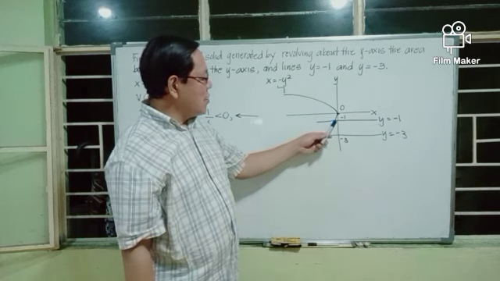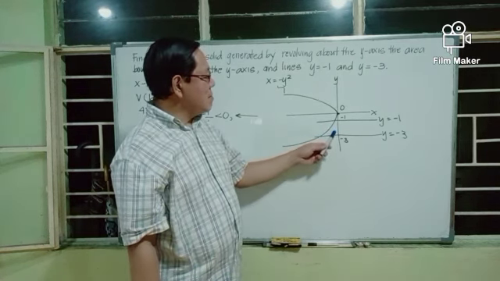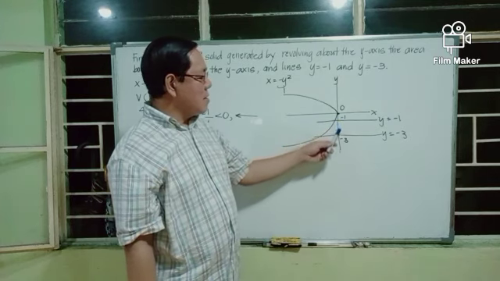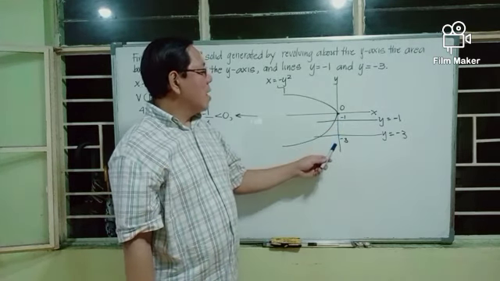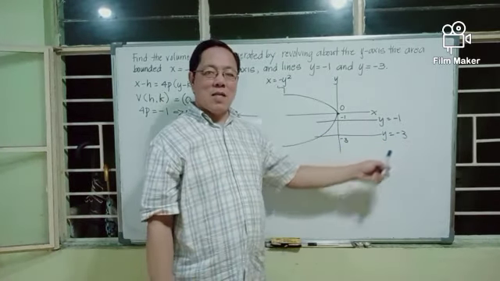It's bounded by this part of the parabola and the y-axis, this part of the y-axis, and the lines y equals -1 and y equals -3.